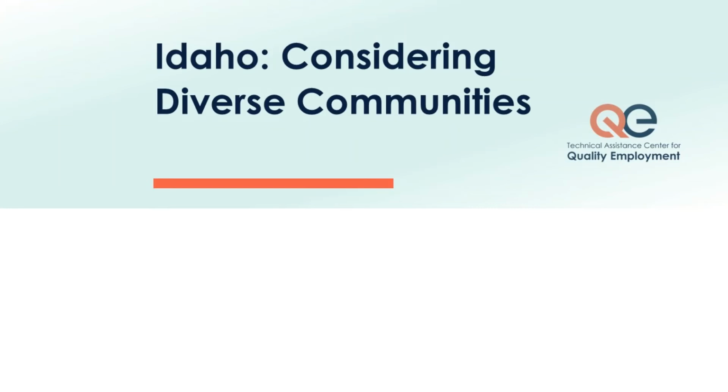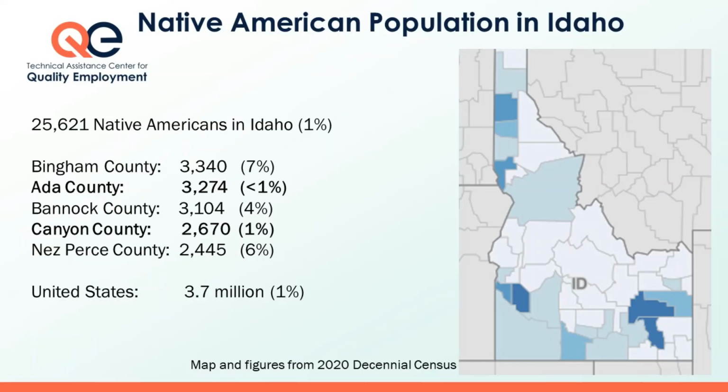We will take a look at Idaho's cultural diversity by county. Idaho has 25,621 Native American residents, or about 1% of the population. The percentage of Native Americans in Idaho at the state level is the same as the nation as a whole, but we will see that this changes when we look at individual counties.